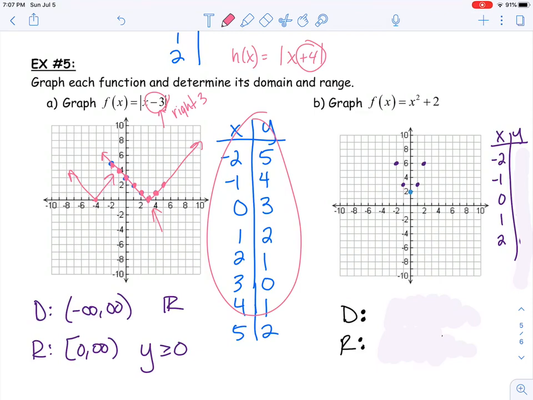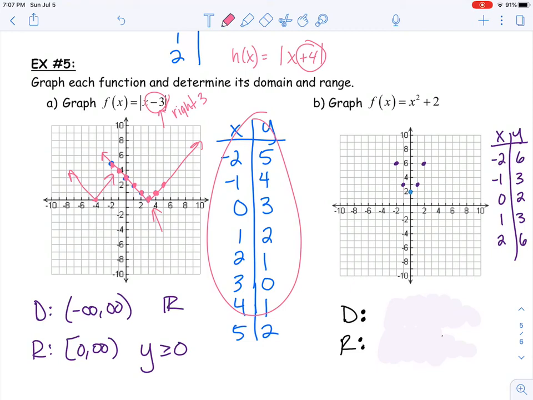All right, what about b? b gives us a quadratic, right? An x squared. f of x equals x squared plus 2. We know it's going to be a U-shaped graph, but where exactly is that U going to be? That's important to help us pick out our domain and range. If you're not sure, plug in some values into a t-chart. Plug in -2 for x. -2 squared is 4. 4 plus 2 is 6. -1 squared is 1. 1 plus 2 is 3. Keep going by plugging in all different x's until you can start to see that pattern.